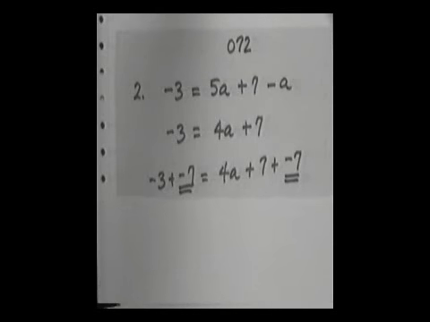On the left, we can combine -3 and -7 to get -10. On the right, the 7 and -7 add to 0, and so that disappears, and we're left with simply 4a. So our next line reads, -10 equals 4a.